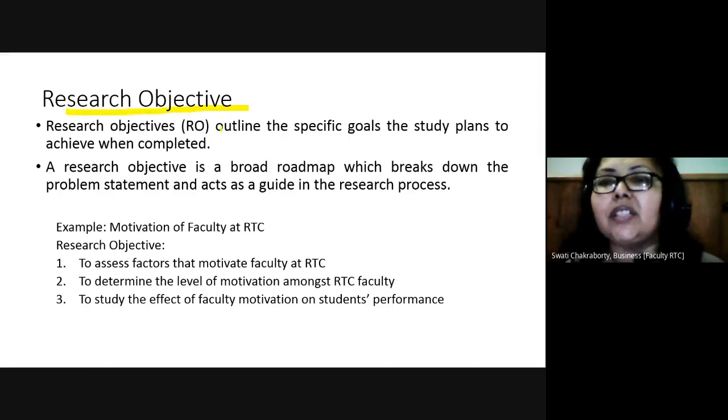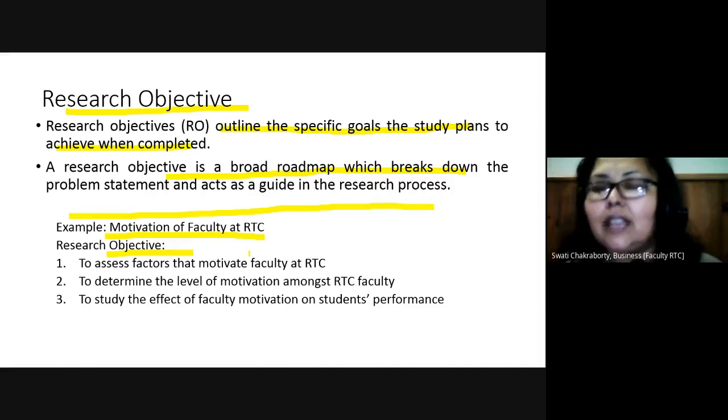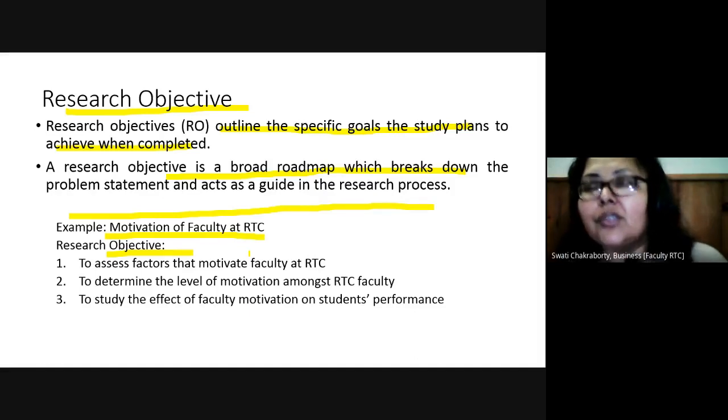What is a research objective? It outlines the specific goals that you plan to achieve when you complete your research. It's a broad roadmap which breaks down the problem statement and acts as a guide in the research process. For example, if your problem is motivation of faculty at RTC, what will be your research objective? To assess the factors that motivate faculty at RTC, to determine the level of motivation amongst RTC faculty, to study the effect of faculty motivation on students' performance.